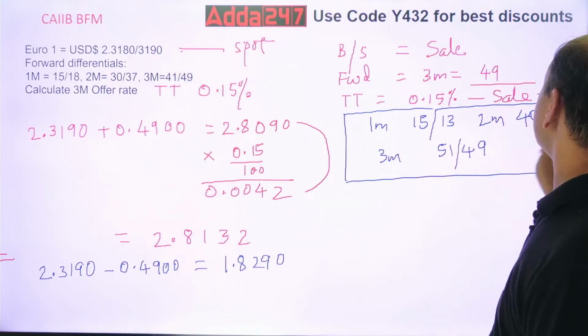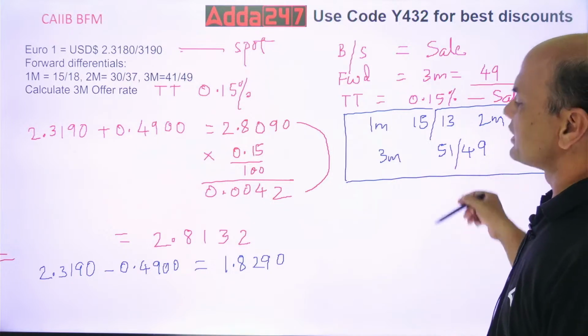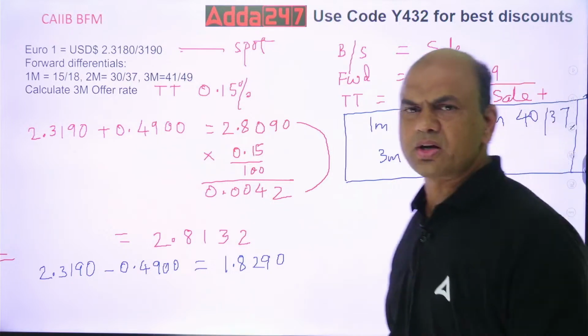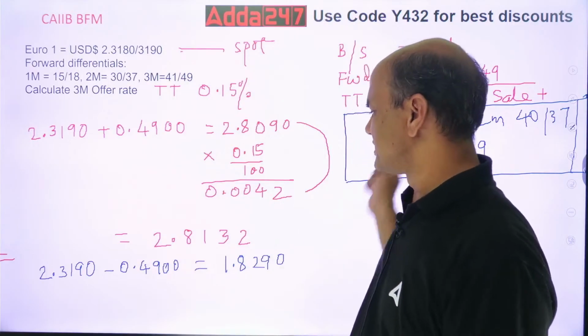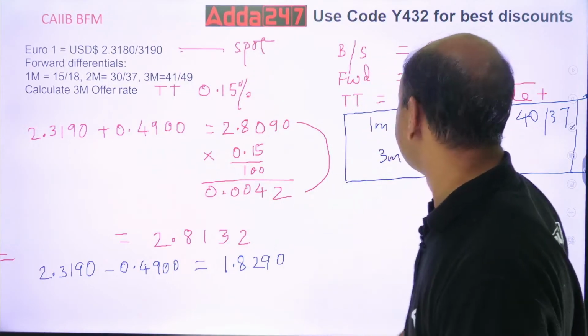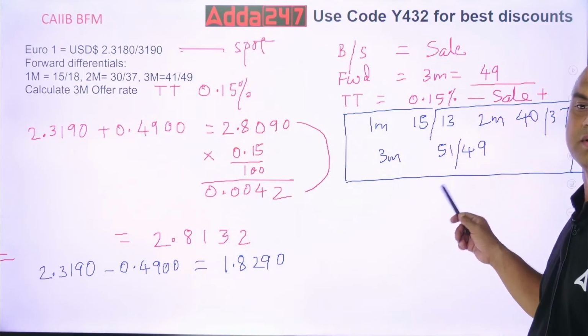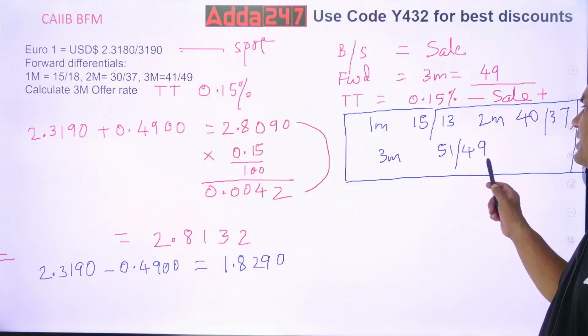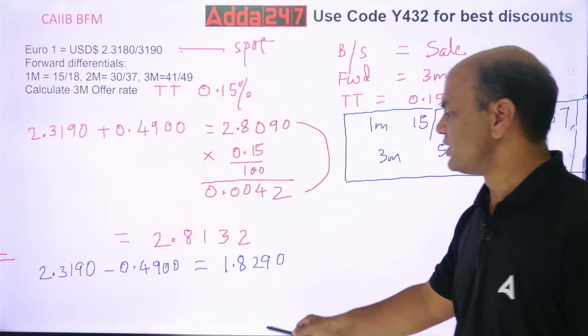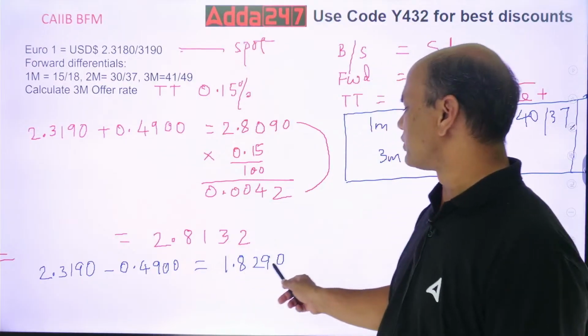1513, 2 months is 4037 and 3 months is 1549. Try the same one. You can try it now also if you want. Let's see. I want 3 months now. For this question, it is 0.49 minus, so it will be about 1.8290.